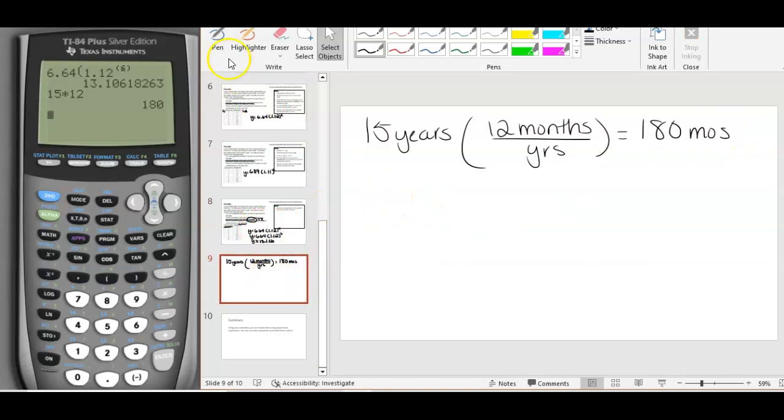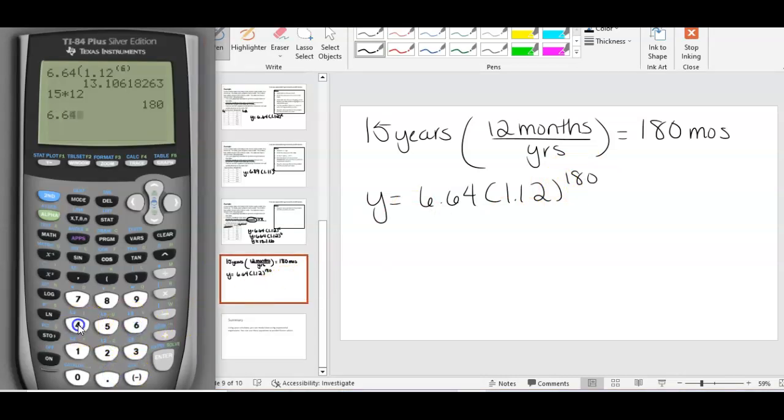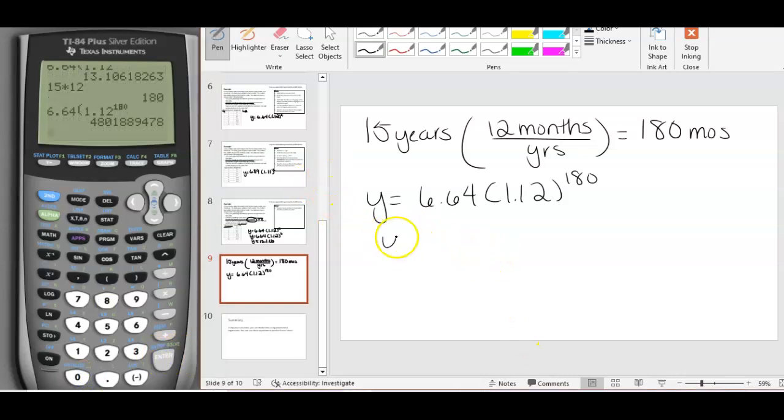Okay, so we have y equals 6.64 times 1.12 to the 180th power. And if we do that on our calculator, we have 6.64 times 1.12 to the 180th. And when you hit enter, we get a very large number, right? So y is approximately, let's write this down, 188,9478. Okay, so you can see that this is not a reasonable number of pounds.